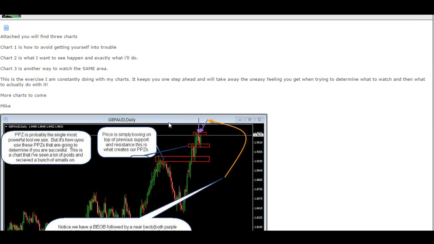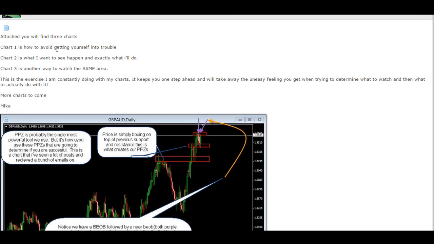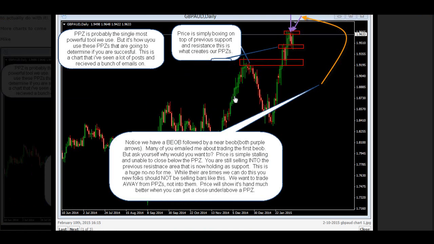So I sent out a bunch of email charts about the pound Australian on February 10th here, and I wanted you guys to understand a situation that we had brewing. And I basically said here, chart 1 is how to avoid getting yourself into trouble. So I sent out this chart here, and we were looking at the boxing of price.